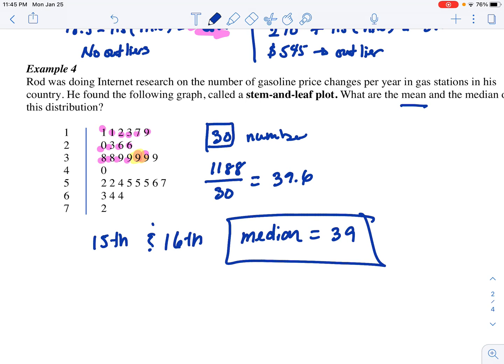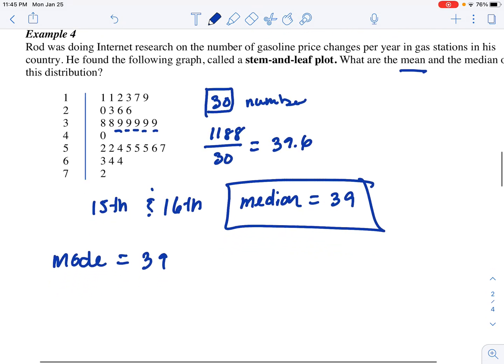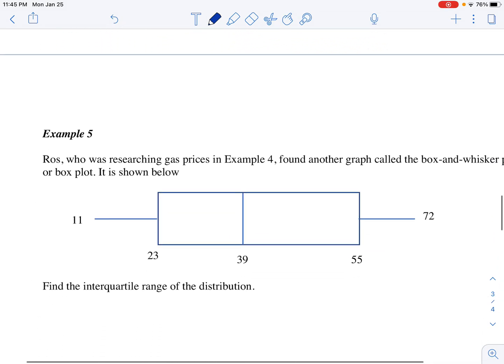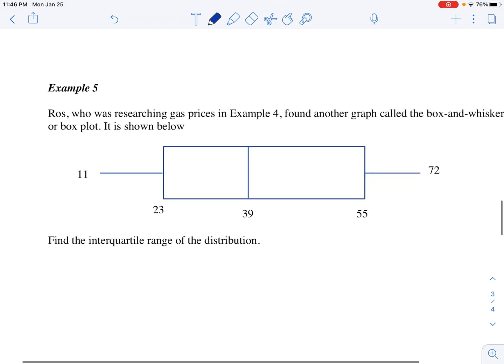Now, one thing that makes the stem and leaf plot really easy is you can find the mode a lot more easily. The mode is the number that appears the most. Looking right here, I've got 5 39s. The only thing close to that, I think, is the 55s. So the mode would be 39. So that's the stem and leaf plot. All right, let's move along. We got 2 more, and then we're done.